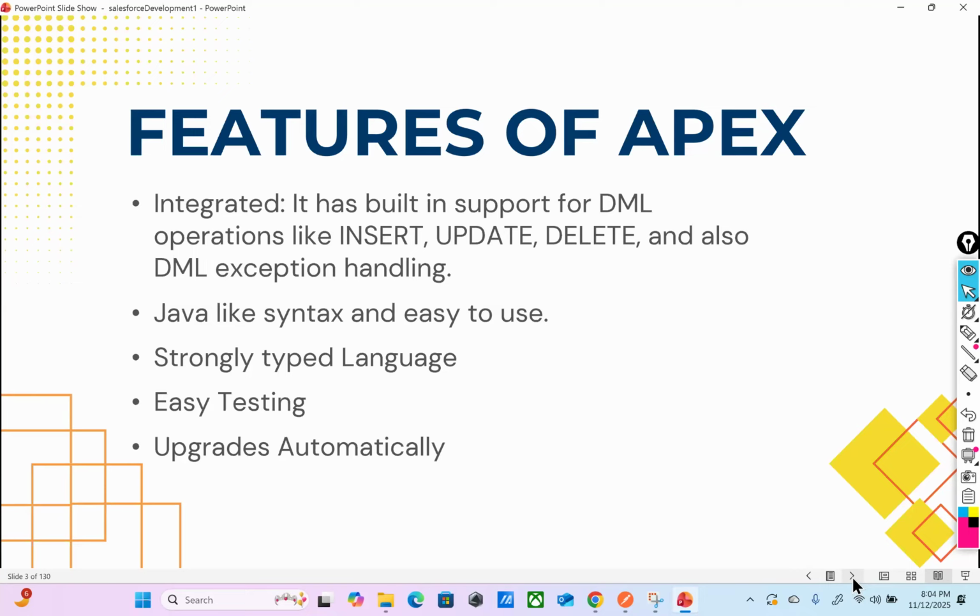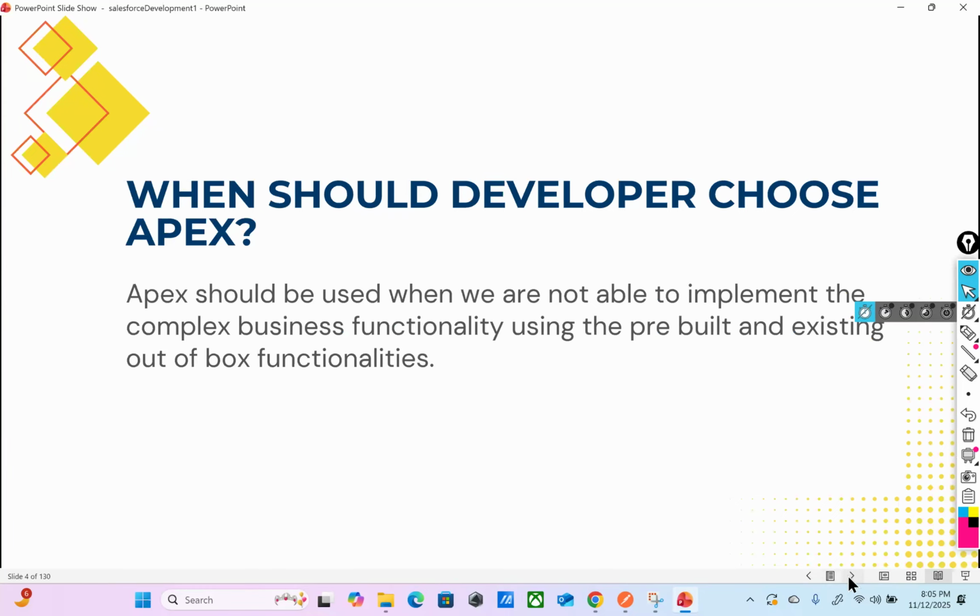Okay, now what are the different features of Apex? So through Apex you can do a lot of things. You can insert records, update records, delete records, make changes to the Salesforce records. You can do all of that. Strongly typed language, again, easy to test, and it upgrades automatically. So these are certain features of Apex programming. Now, when should a developer choose?